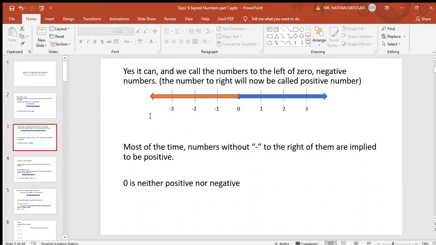Negative numbers are called negative because they have this negative symbol to the left of them. Positive numbers don't need a plus sign in front of them to indicate they're positive, because if they don't have a negative in front of them, it's already implied that they're positive. So there's no need to put a positive sign in front of the number. We just know it's a positive one.